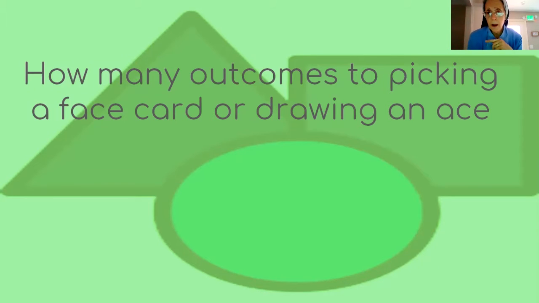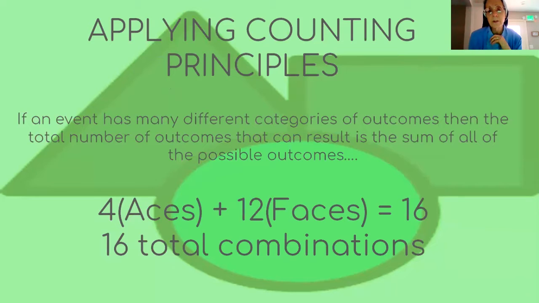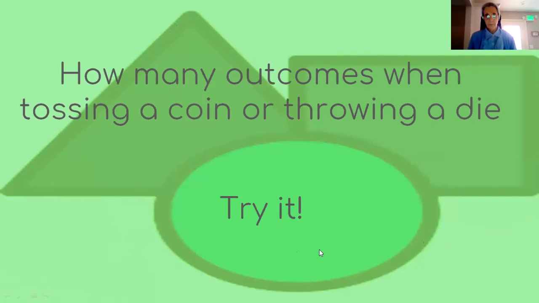So we have 12 plus 4, okay? So our total is 16 total combinations. So that's what we mean by if an event has many different categories of outcomes, then the total number of outcomes that can result is the sum of all the possible outcomes. Because it didn't matter if I got an ace or if I got a face card.